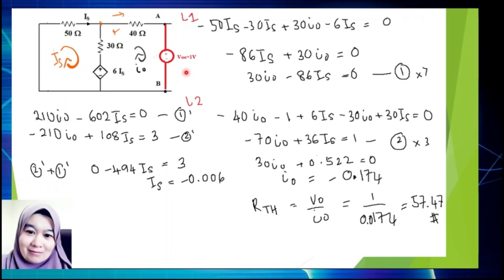In this case, I put 1 volt as a voltage source here. Okay, so I will write using KVL here to get the value of RTH. You can follow and see the equation one by one to get the value of I0. Then from I0, you can use V0 equal 1 because we replace it here as 1 volt. So 1 volt over 0.0174. Then finally, you will get the value of RTH.